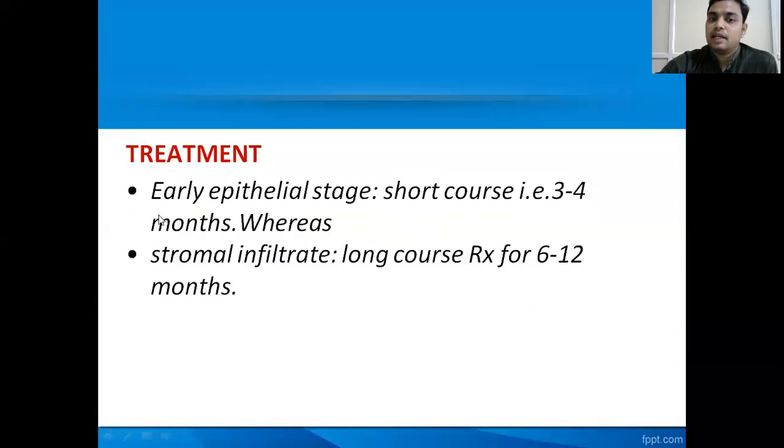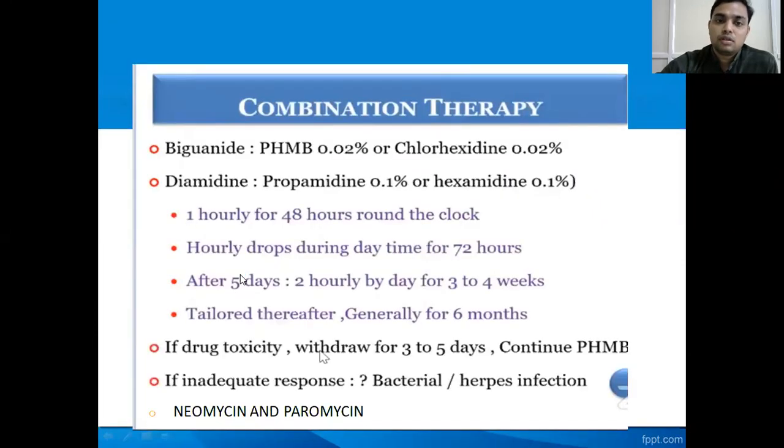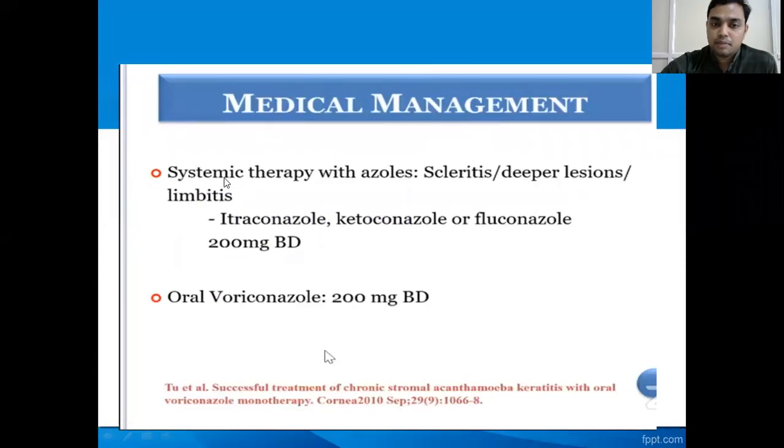The treatment: first is the early epithelial stage, where it's a short course, that is 3 to 4 months. And when the stromal infiltration has started, a long course of treatment should be given for 6 to 12 months. When only the epithelium is involved, we give 3 to 4 months of treatment. If the stroma is also involved, we have to give 6 to 12 months of treatment. So this is the treatment of acanthamoeba keratitis.